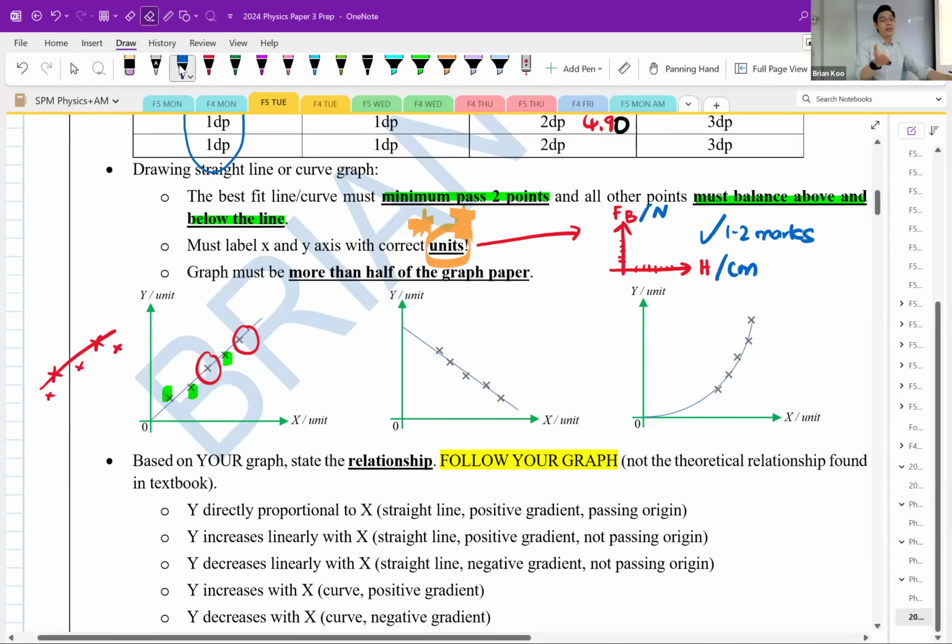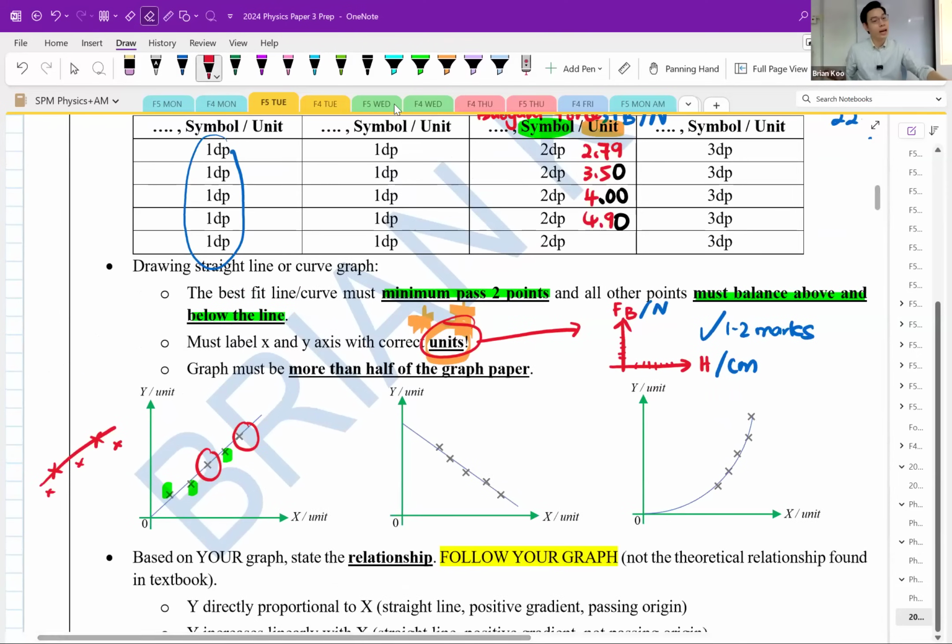You haven't even started drawing. Sometimes 1 to 2 marks. So can you please make sure that this part you don't lose marks first? The unit is super important. You want to make sure you have the units. Okay. Yes, Joseph, you got a question? No? And graph must be more than half the paper. Okay, more than half the paper.